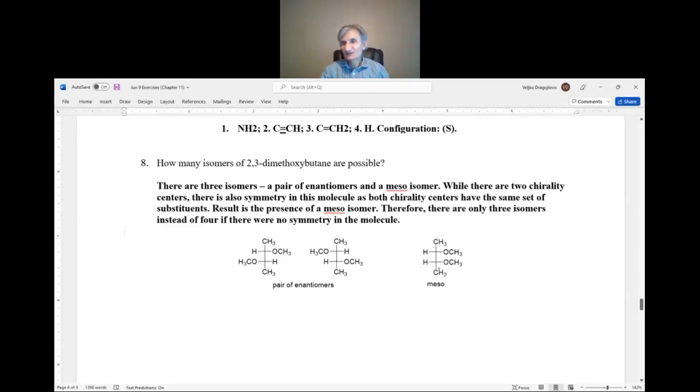You see, this one has a plane of symmetry going through the middle of the molecule. It reflects one half of the molecule into the other half. That's a plane of symmetry. And that means that it has a meso isomer. A compound that has chirality centers, but is not chiral itself because of the presence of a plane of symmetry. And so in the case of a meso isomer, what would have been two enantiomers, they are identical.